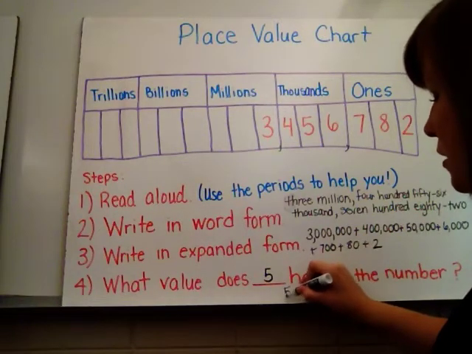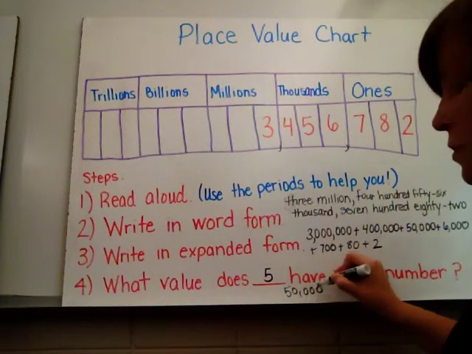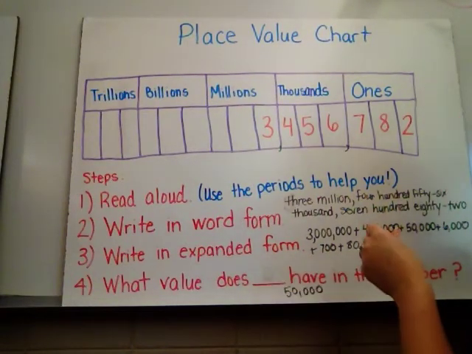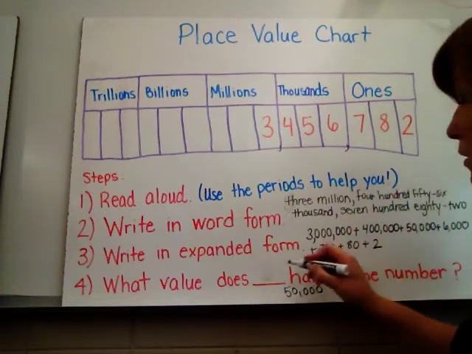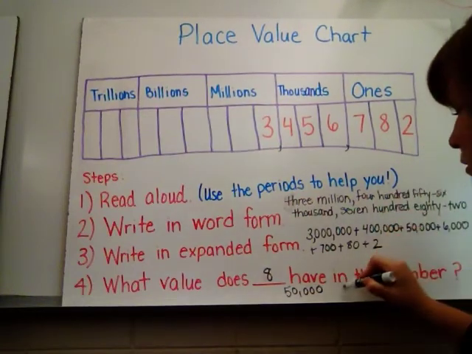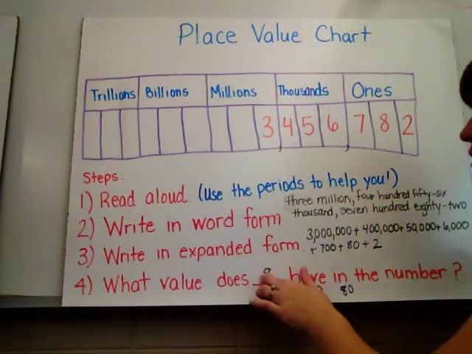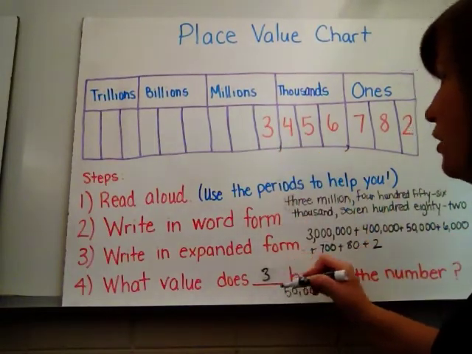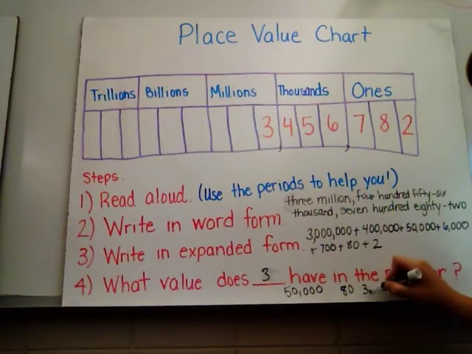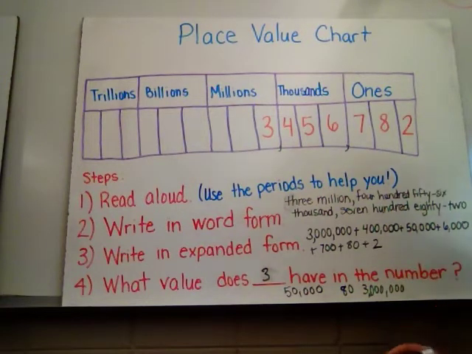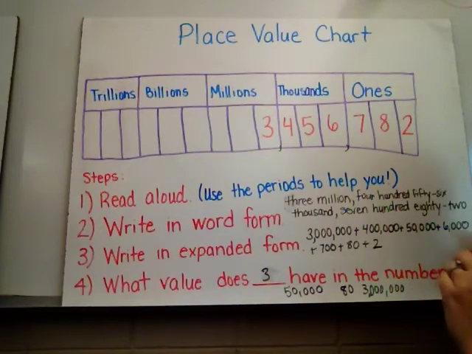50,000. See that? But if I change this and I wanted to know the value of, let's say, the 8, we'll do an easy one. The 8 has a value of 80. If I changed it to the 3, the 3 has a value of 3 million. Okay? So that's how you answer those types of questions.